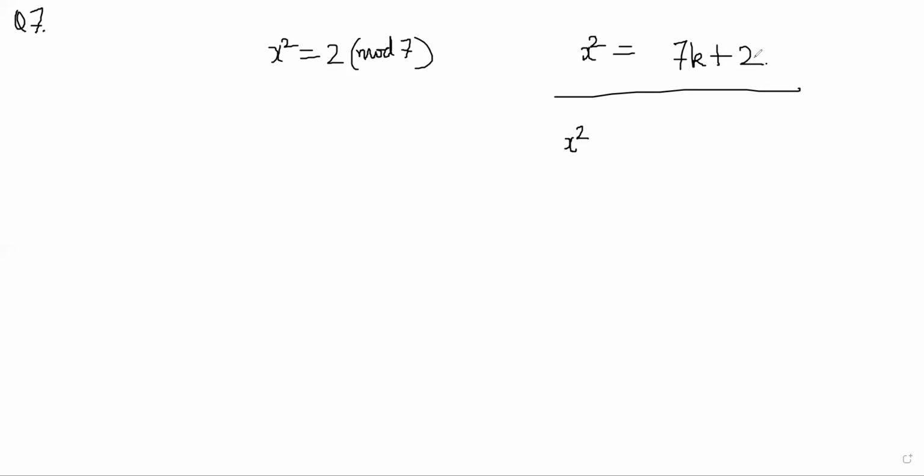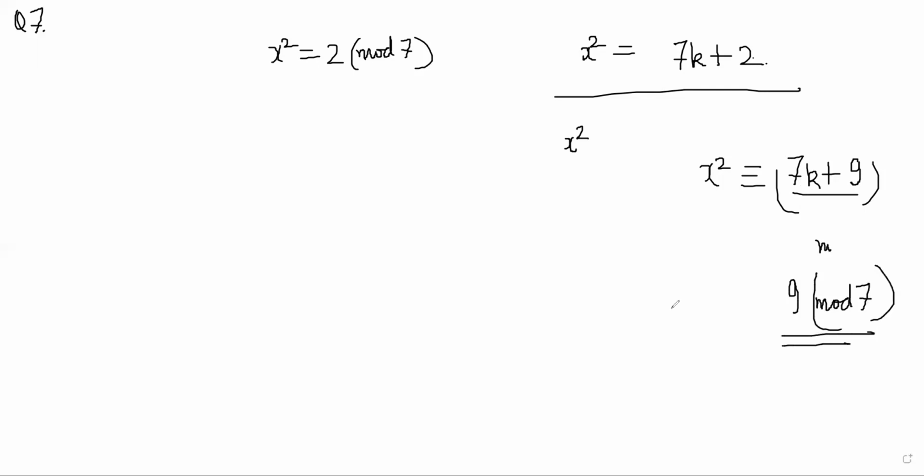Okay, so you're just replacing this with 9, to get the mod 7 number. You are saying x square is equal to 7k plus 9, right? Mod 7. So basically 9 mod 7, you say. x square is 9 mod 7. Then x plus 3 and x minus 3.